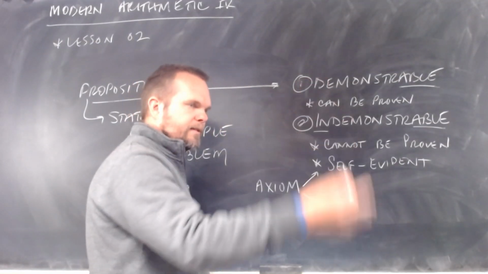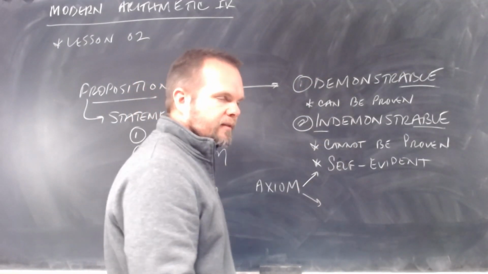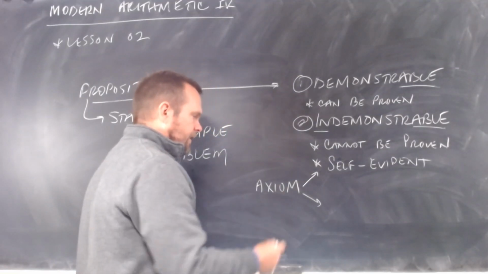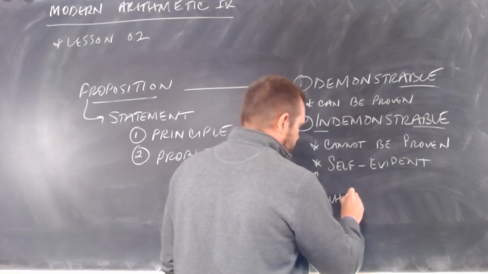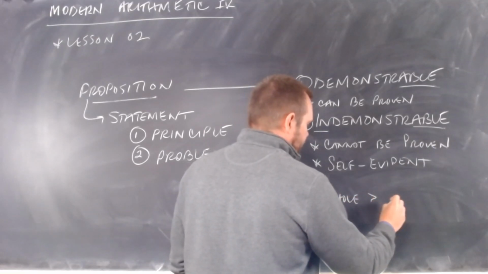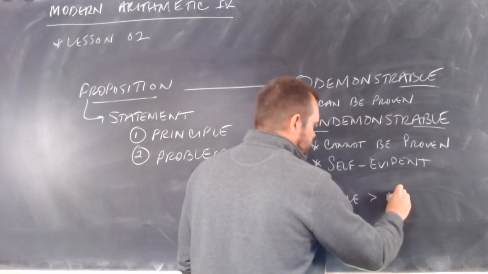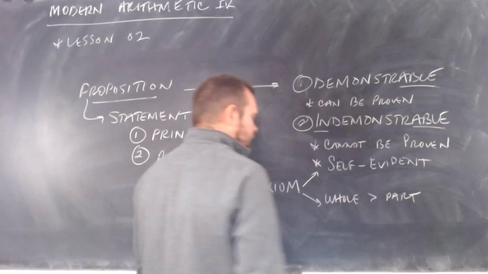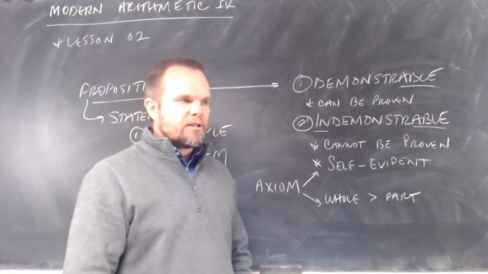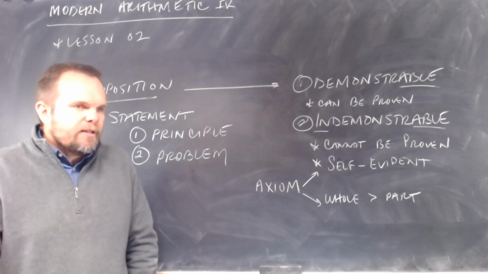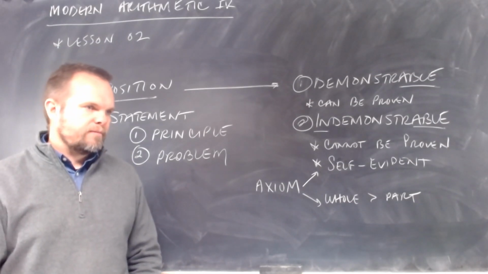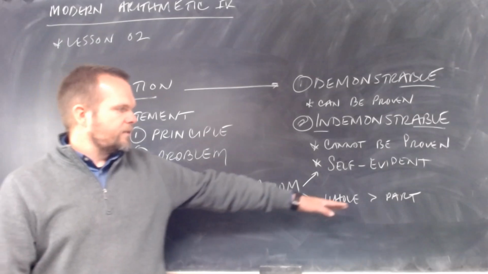we learn a whole list of axioms in geometry, in classical geometry. An example of an axiom is that a whole is greater than any of its parts. A whole is greater than its part. And the reason why that's self-evident is because it's the definition of a whole and a part. A whole is greater than its part.